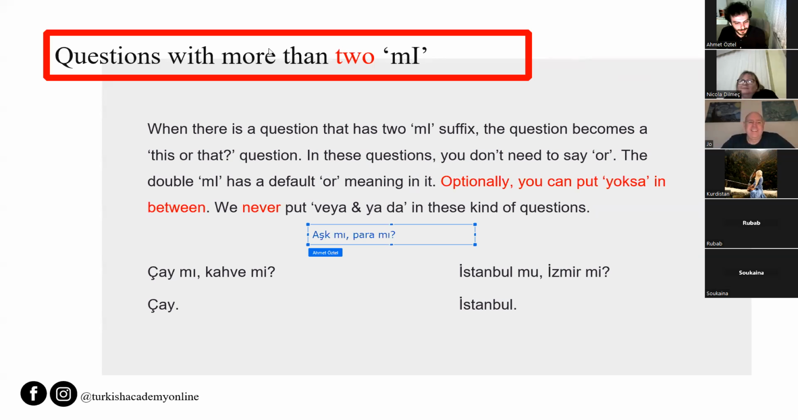Let's see who loves what. Wow. I'm shocked with the answers. This is the most romantic group I've ever seen in my life. Okay, here is the result. I have 18 answers and 17 of them is aşk, and we have just one para. That is impressive. Pekala. Okay, let's continue.